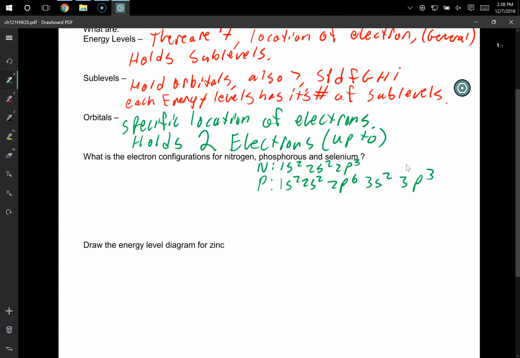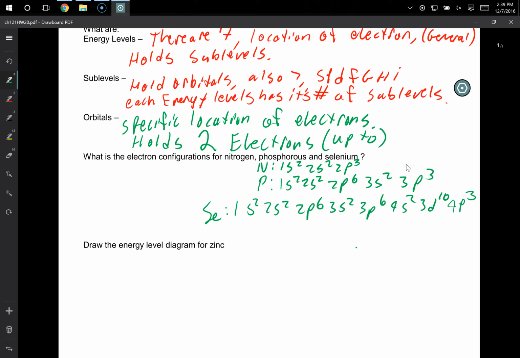3p3. Same situation with this, right? I go to the 3rd row, go over to the P block, and in the 3rd column, I've got myself a phosphorus. All right, what about the selenium? 1s2, 2s2, 2p6, 3s2, 3p6, 4s2, 3d10. Oops. 4p3.